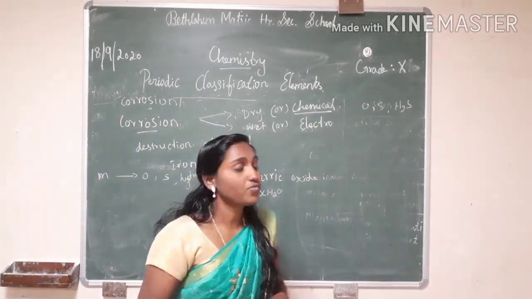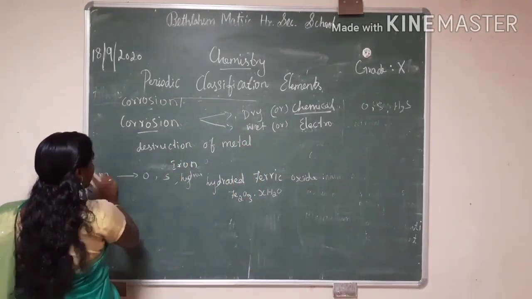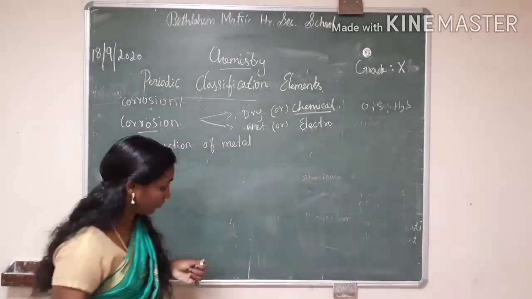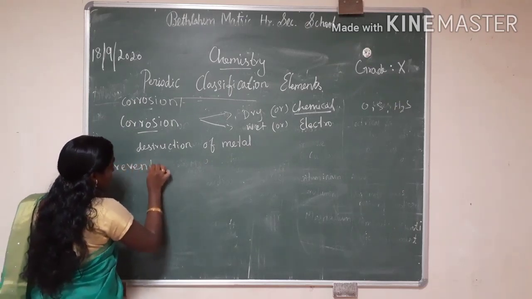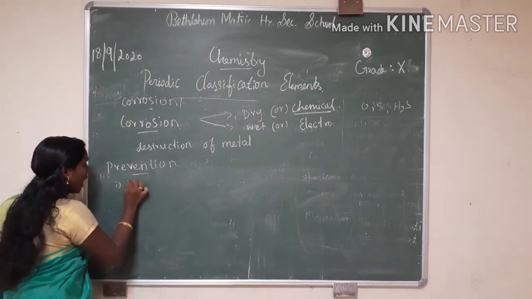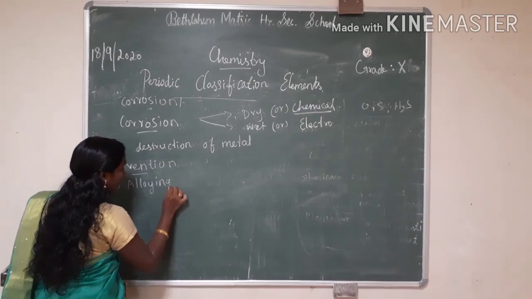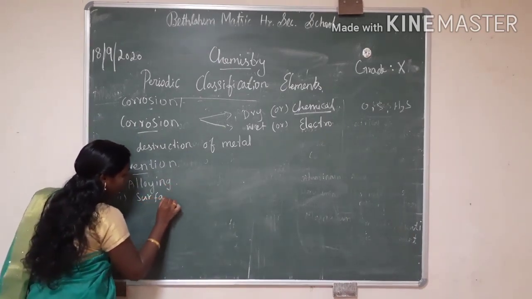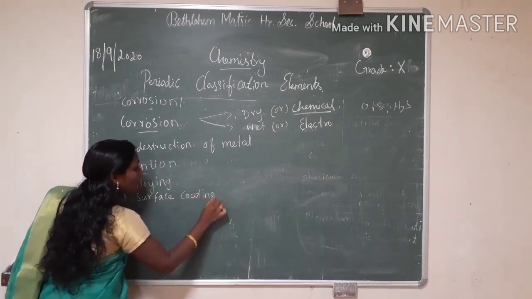Next we are going to learn prevention methods of corrosion. Two prevention methods we are going to learn. First one, alloying. Alloying we already studied, right? Then the second method, surface coating.